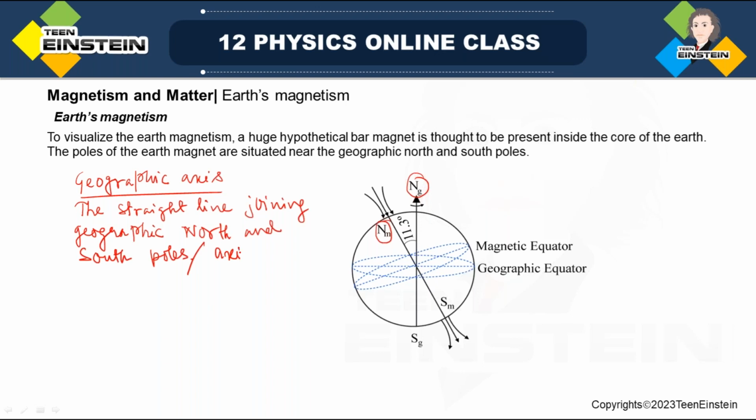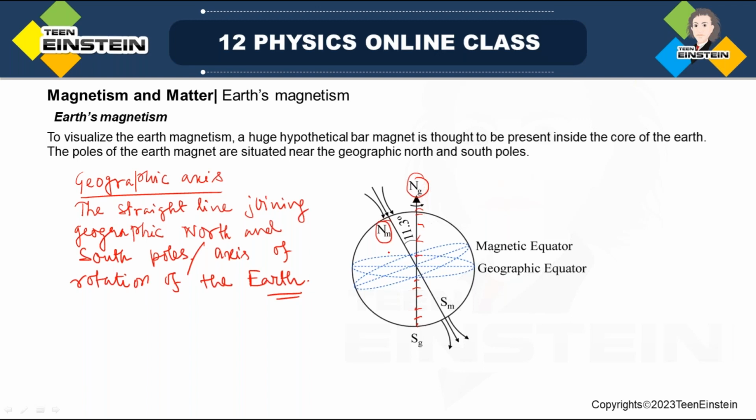Axis of rotation of the Earth. Okay, this rotation actually is the rotation of the earth about its own axis. So this axis is actually the geographic axis. As you know, this is the geographic axis. Okay, this line is the geographic axis.